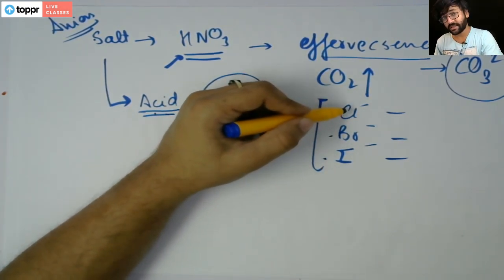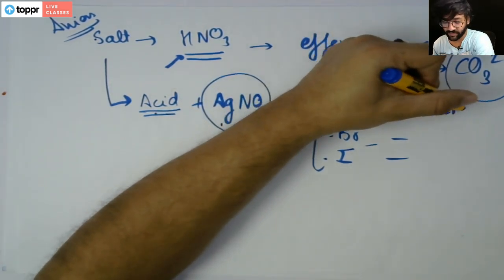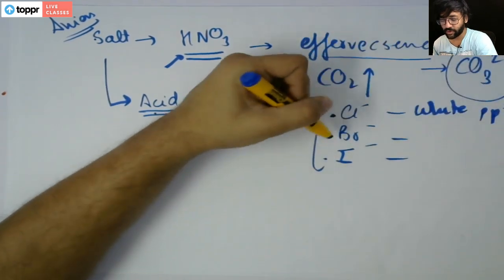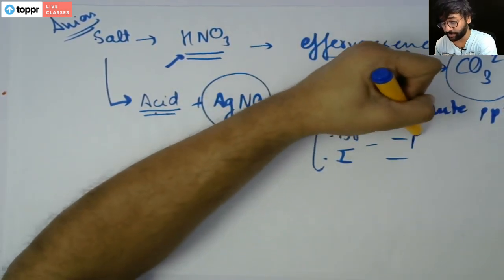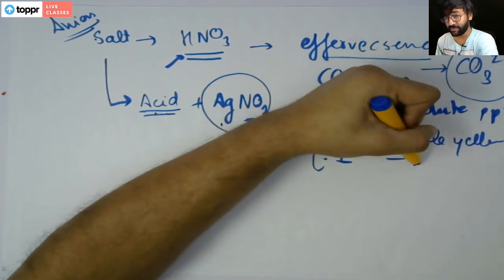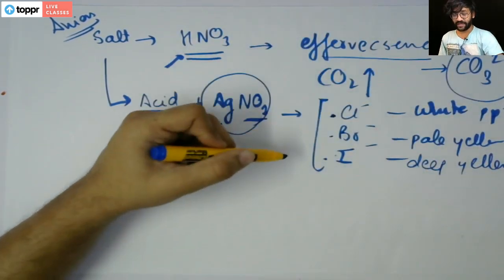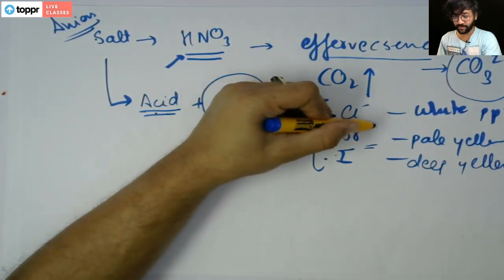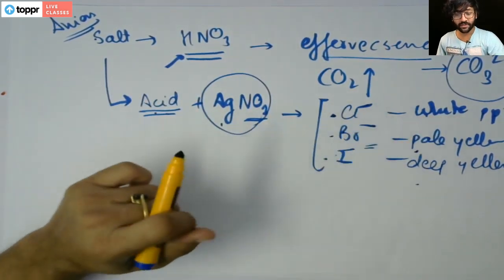So what is the test for chloride anion? For chloride, it's simply a white PPT, right? For bromide and iodide, they are generally yellow PPT. For bromide, it is a pale yellow color. For iodide, it's a deep yellow or quite dark yellow color. So that way you can confirm if it's an iodide, a bromide or a chloride. White, pale yellow and deep yellow.